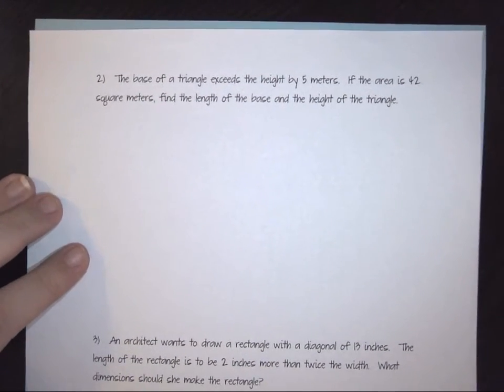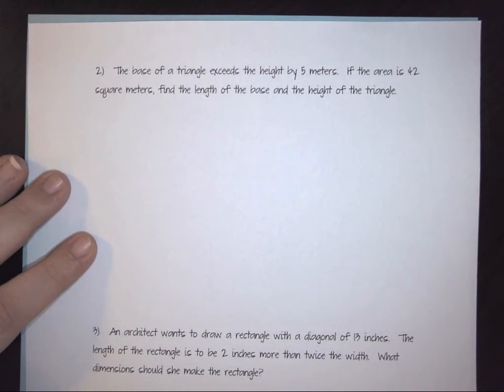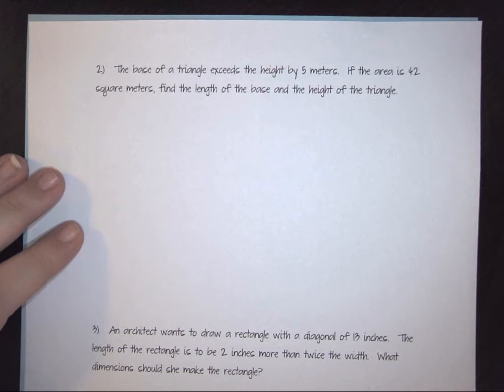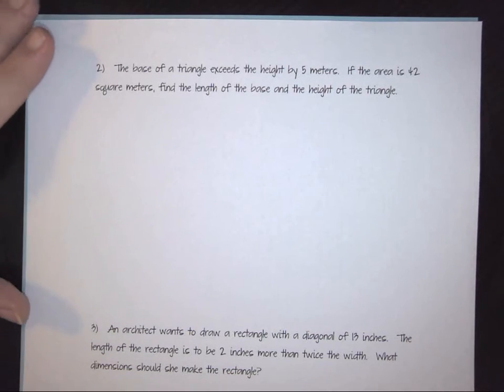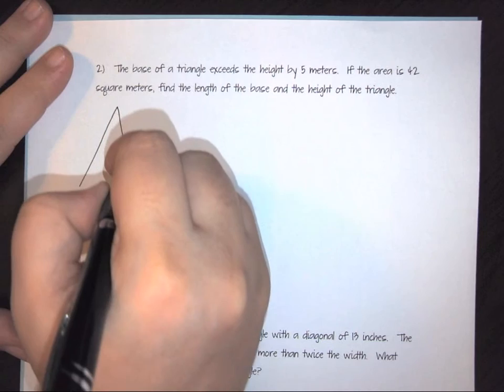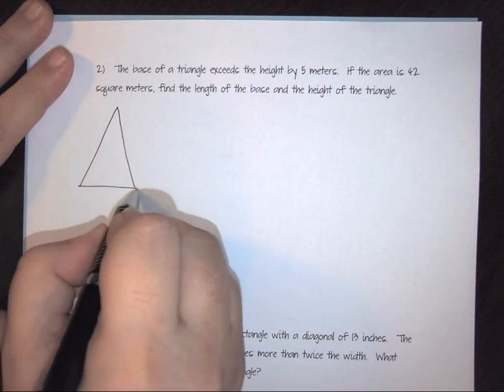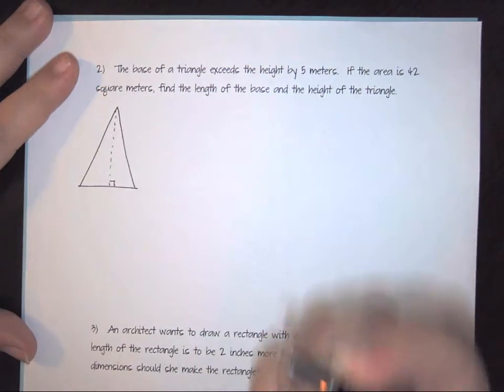Okay, let's look at another one. The base of a triangle exceeds the height by 5 meters. If the area is 42 square meters, find the length of the base and the height of the triangle. So we have a triangle here. So again, if you talk about a triangle, I highly suggest you draw yourself a triangle.